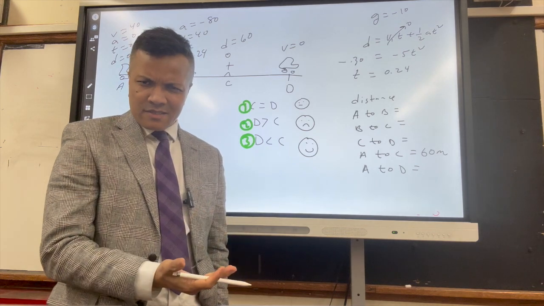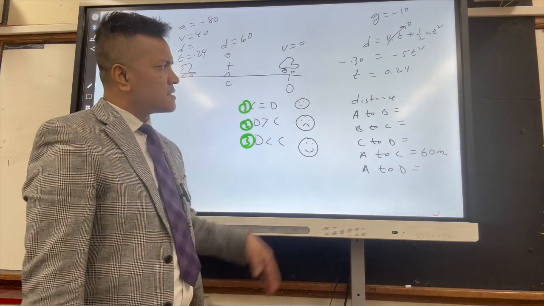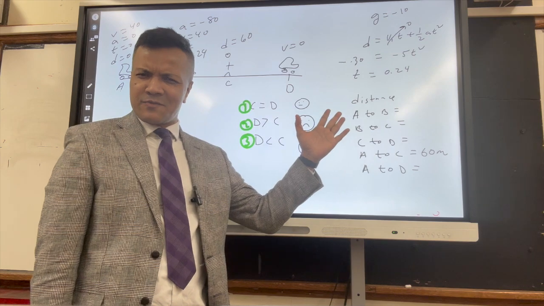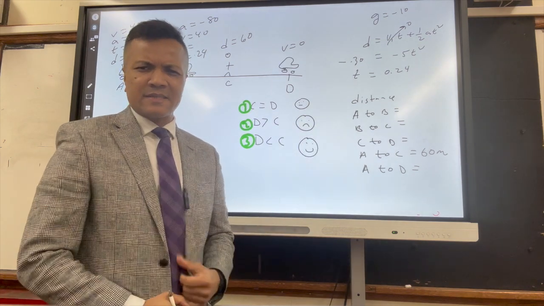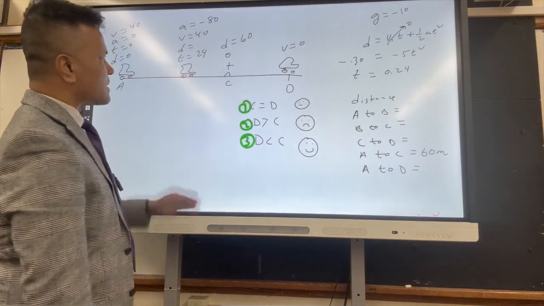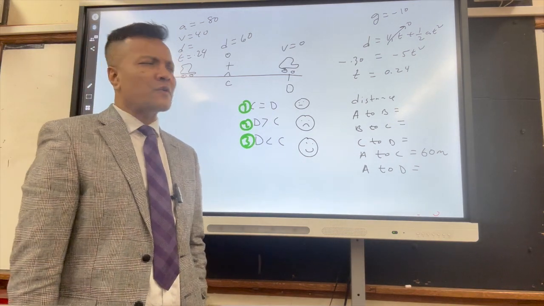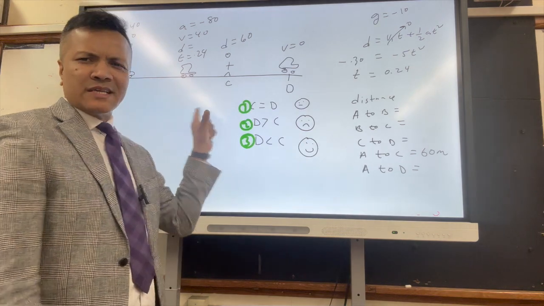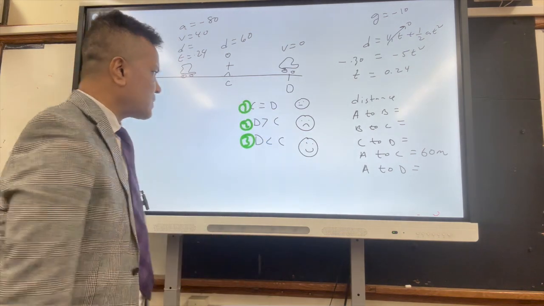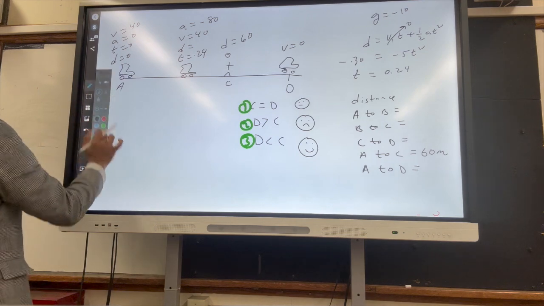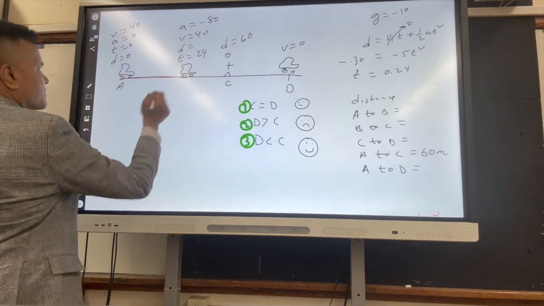Well, probably not. Why is that? Is the reaction time very big? No, not because of that. It's because the initial velocity is very big, 40 meters per second. That's just too much for the car to stop within 60 meters. Okay, so let's find the distance. Distance between A to B.